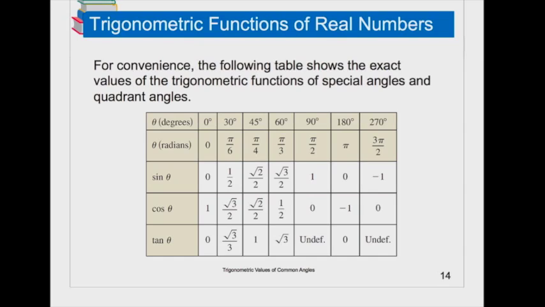This table right here gives you some of the most common angle measures: 0, 30, 45, 60, 90, 180, 270. It will be something that you will be quizzed on because it's really important that these angle measures are quick to come out of your mind. So this table will be very important.